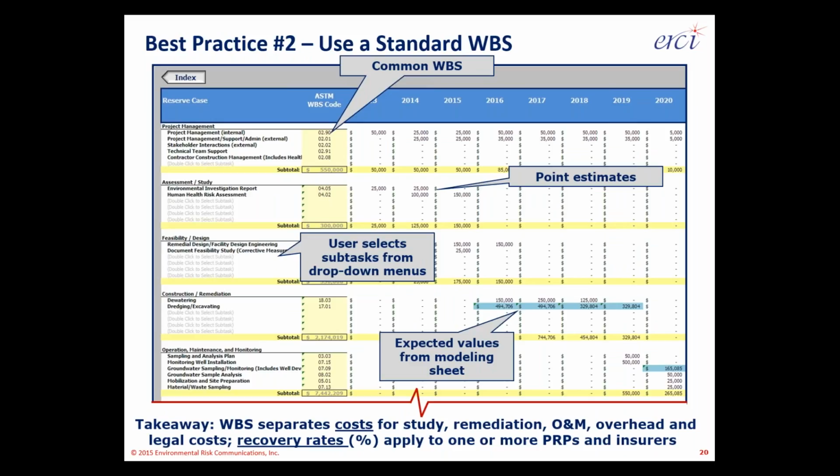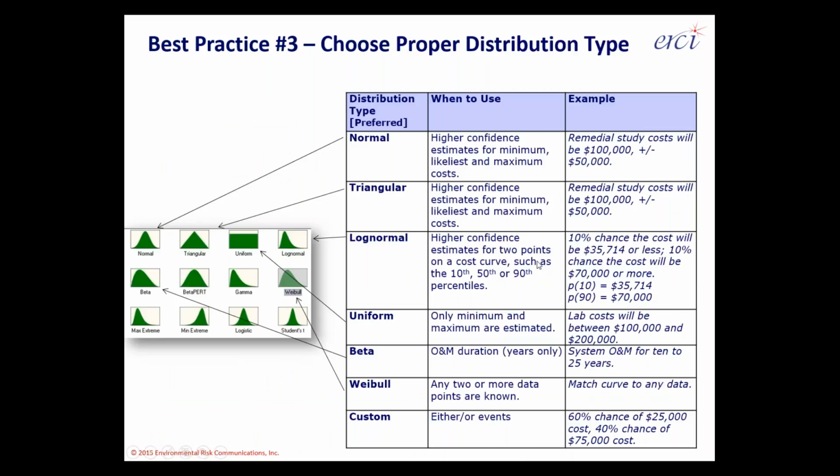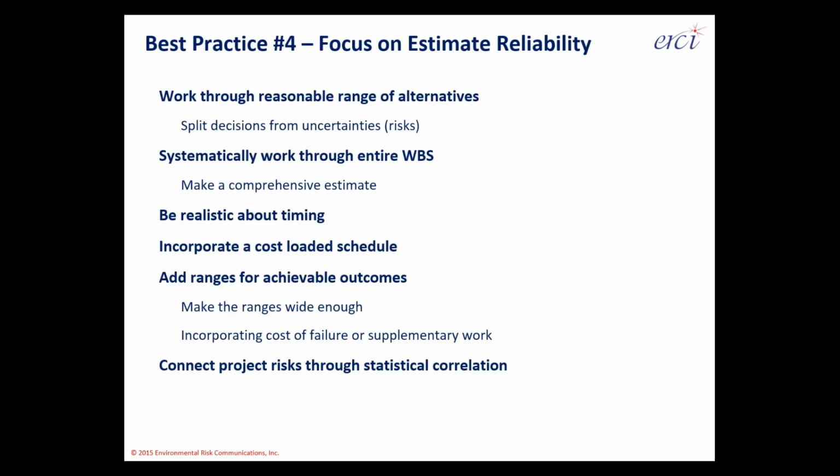The best practice that we see, just to return to PowerPoint here, the second best practice that we see is to use a standard work breakdown structure as a sort of checklist or validation to make sure we're asking the right questions and not leaving out any major variables of our cost forecast. From there, of course, it's using the proper distribution type. Different distributions work for different variables, and I've got some examples here in a moment. And then finally, focusing on how reliable your estimate is.